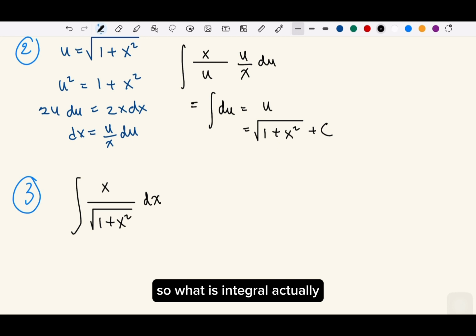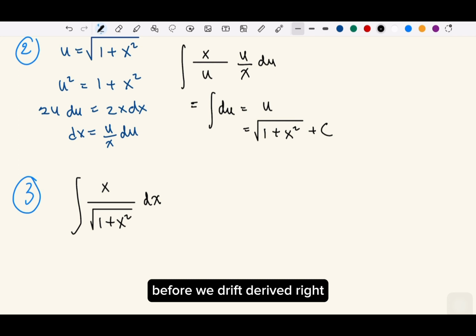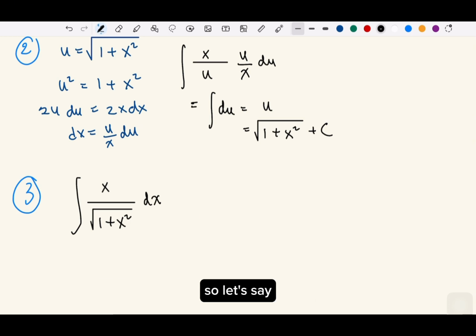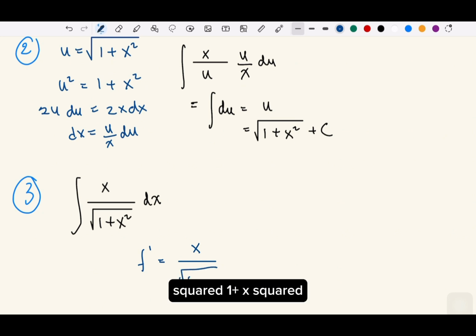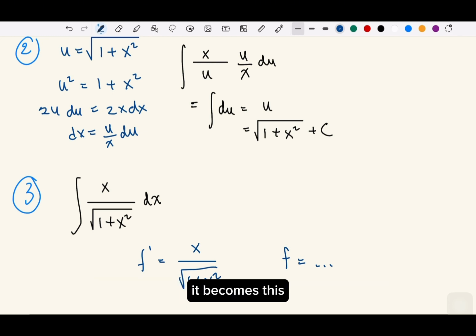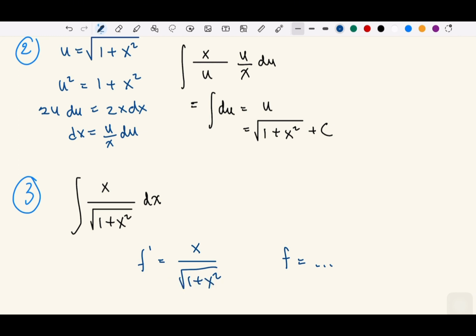So what is an integral actually? Integral is finding a function like before we derived, right? If we are talking about the derivative, we derive. So when we are going back to the original one, we call that integration, right? So let's say we have f prime as x over the square root of 1 plus x squared, what will be f? That's the question. Now you need to think what kind of function, when you derive that function, becomes this. But then maybe your brain is asking, but this is so complicated, it has a square root.